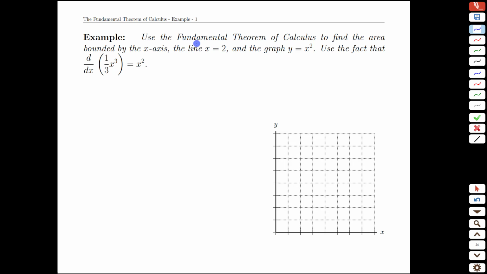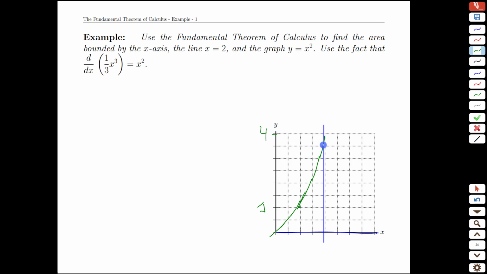In this video, we're going to apply the fundamental theorem of calculus to find the area bounded by the x-axis, the line x equals 2, and the graph y equals x squared. So y equals x squared, that's 1, and that's 4.